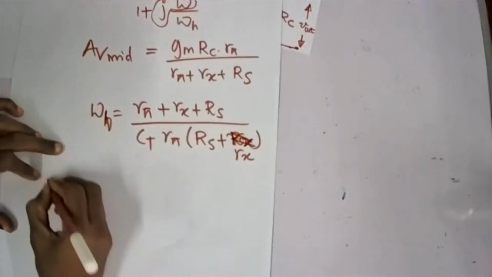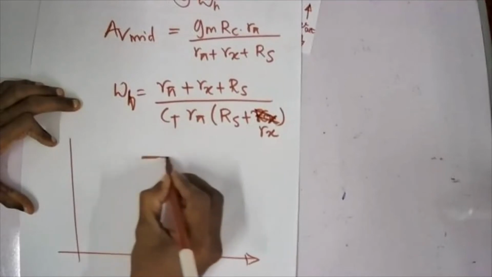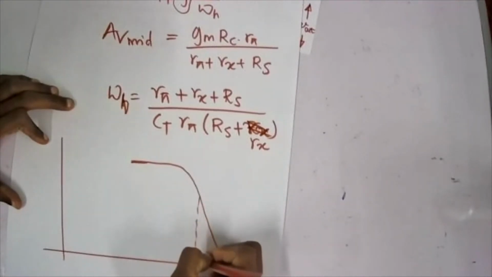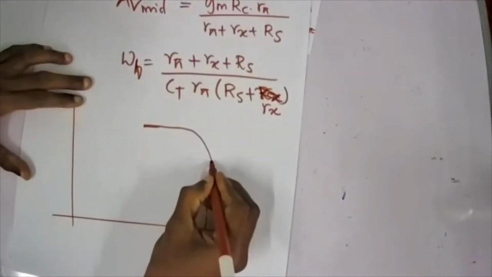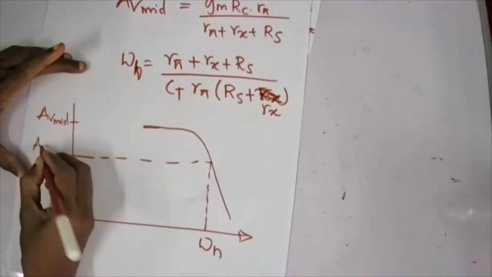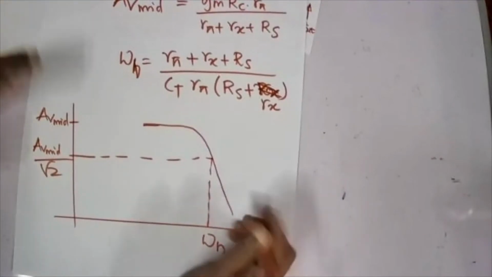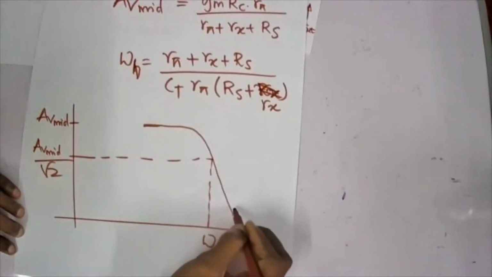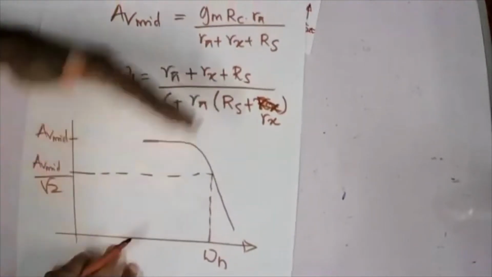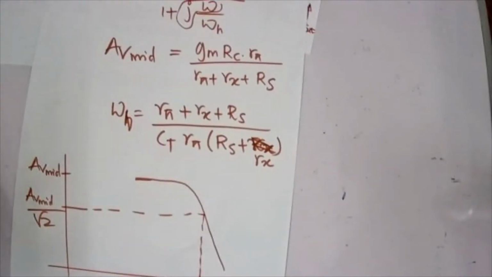So if I draw the frequency response of an emitter amplifier at high frequencies, I have a constant midband gain, then it starts reducing after a certain frequency. If this is AV mid, omega h will be at AV mid over root 2. Which means if you have frequency above omega h, your gain will be much lower than AV mid. So this is the high frequency response, the problems arising when you are applying a transistor at very high frequencies.